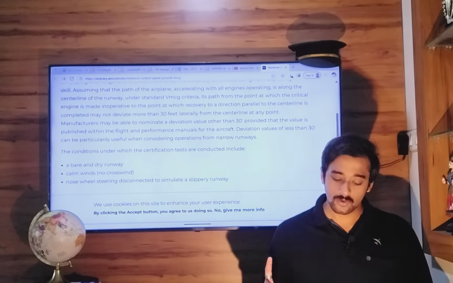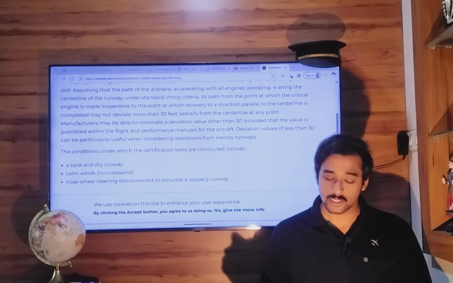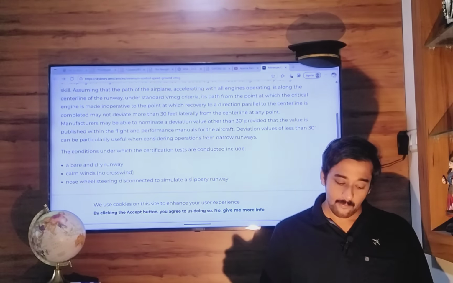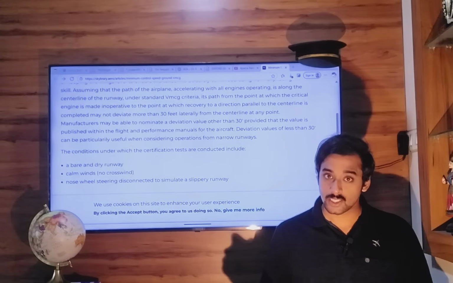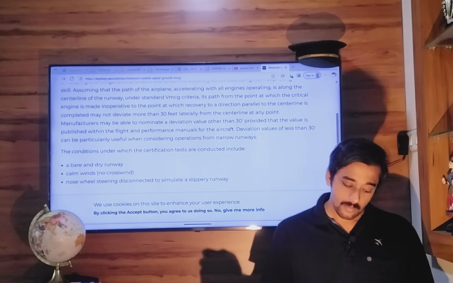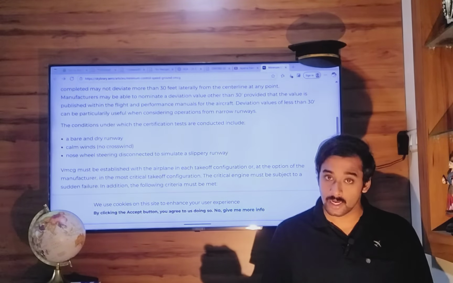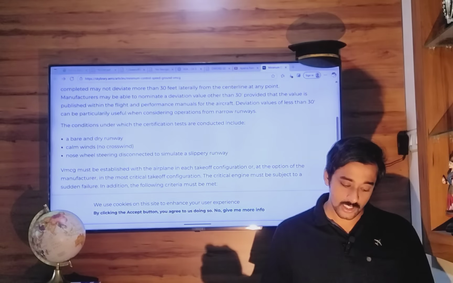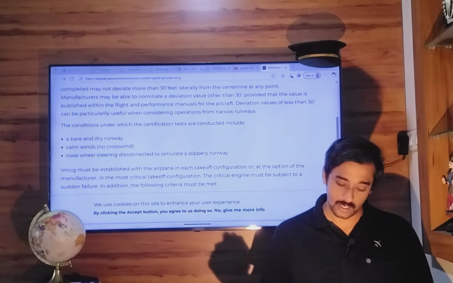Assuming that the part of the plane accelerating with all engines operating is along the center line of the runway, under standard VMCG criteria, its path from the point at which the critical engine is made inoperative to the point at which recovery to a direction parallel to the center line is completed may not deviate more than 30 feet laterally from the center line at any point. Manufacturers may be able to nominate a deviation value other than 30 feet provided that the value is published within the flight and performance manuals for that aircraft.